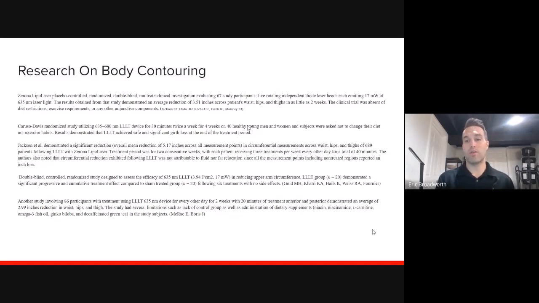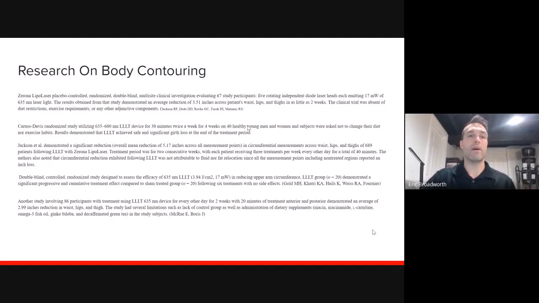And they also had administered dietary supplements, so not necessarily the best, because they did add some other things, and they didn't have a control group there, but still showed loss, which is positive. So pretty good research here showing that low-level laser therapy, photobiomodulation, red light therapy, whatever you want to call it, has good results in body contouring.